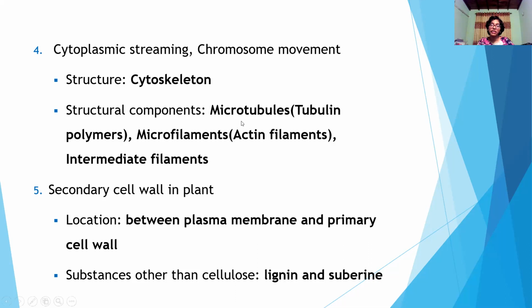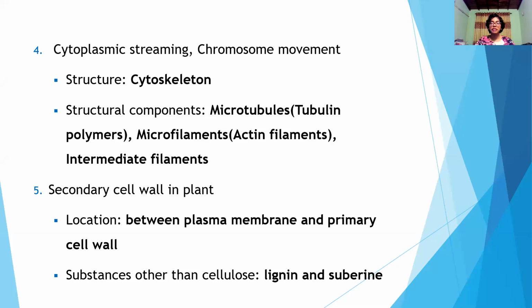That you all know. You have three structural components. One is microtubules, tubulin polymers, then microfilaments, actin filaments, then intermediate filaments. These are the three components: microtubules or tubulin polymers, microfilaments or actin filaments, and intermediate filaments. Okay. So now you might think, yes, they have asked about cytoplasmic streaming and chromosome movement.